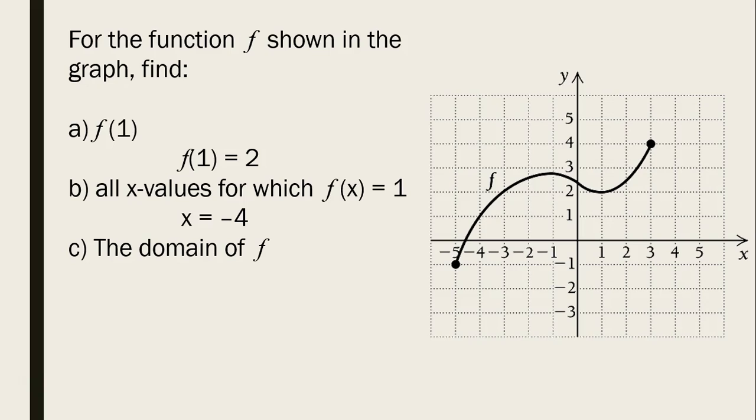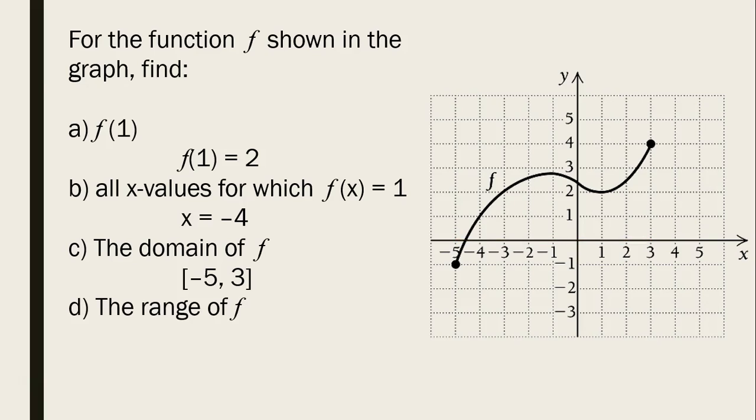How about the domain of f? So the domain is a set of all of the x coordinates of all the points on this graph. And there are a lot of them. The x-coordinates start right there at -5. And then they move all the way over here to +3. So if we used interval notation, we would say that the domain is from -5 to 3, including both of those numbers.